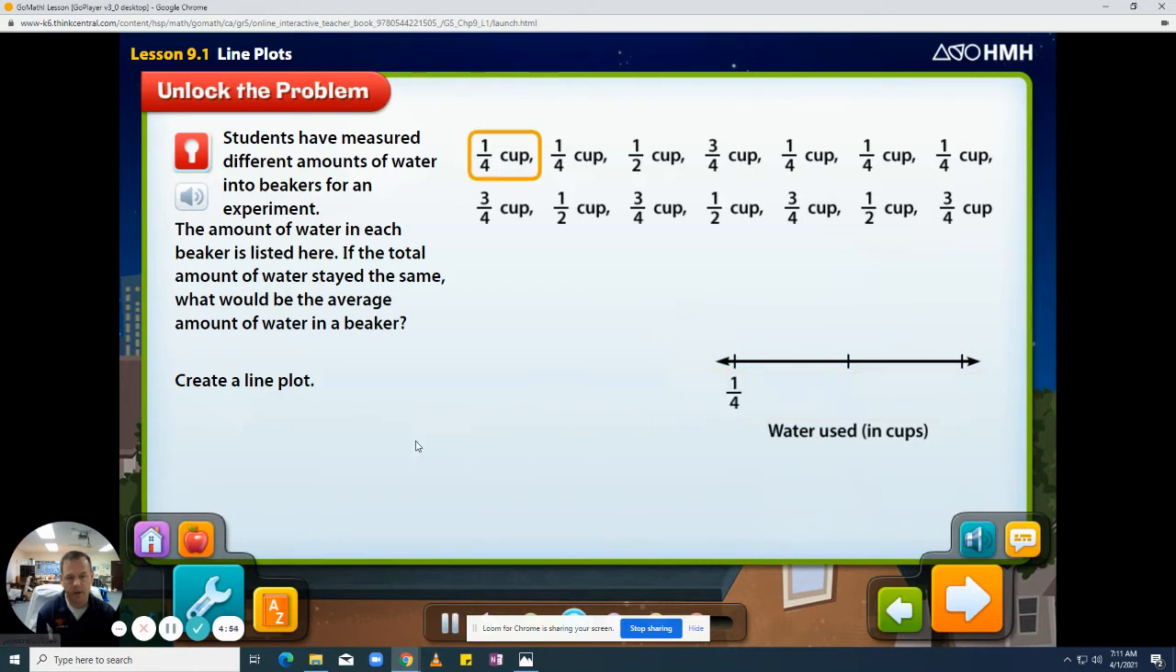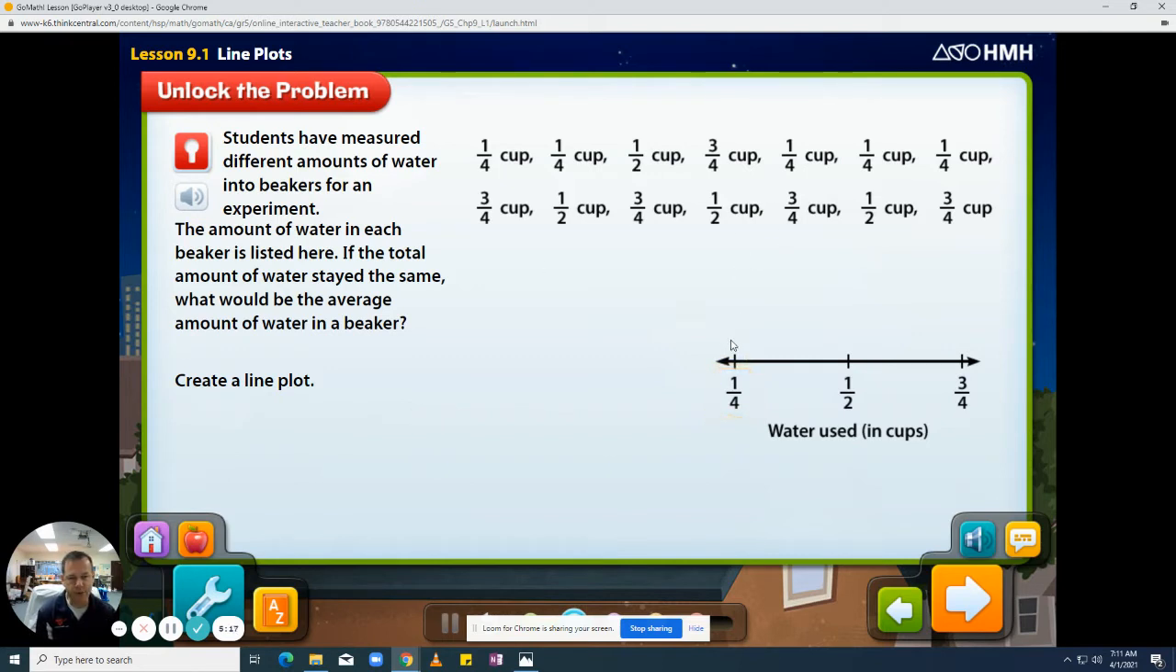Let's see. You have measured water in 1/4, 1/2, and 3/4 sizes. You can label the line plot using those measurements. Now, let's start marking how many of each measurement we have on the line plot. How many 1/4 cups do you have? Before we do that, that was interesting.